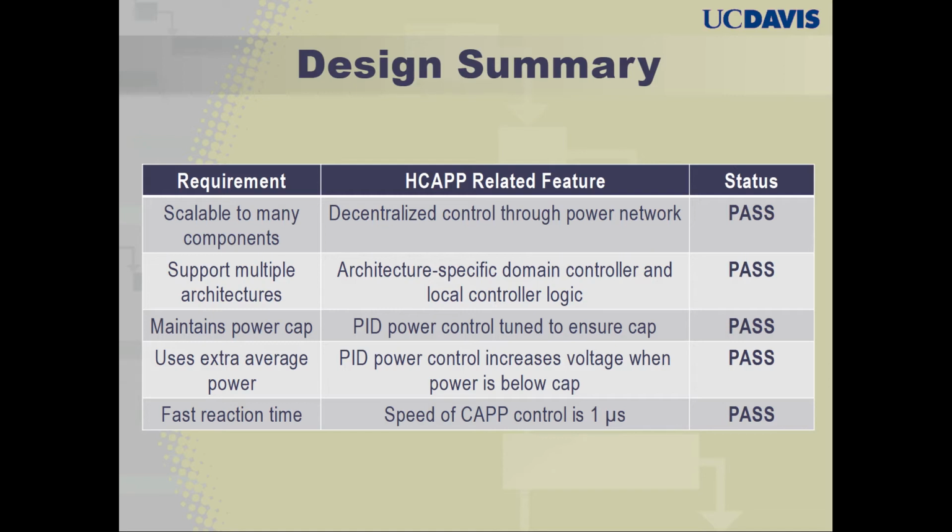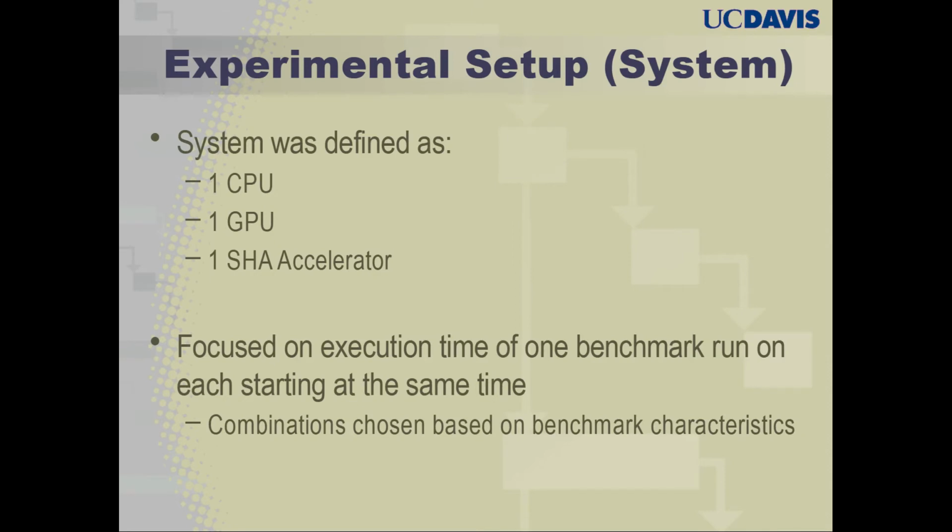Does it use the extra average power? Yes, the PID controller is going to ensure that we increase that power or below the cap using that global controller. And is it fast enough? As we just showed, it's operating at a speed of 1 microsecond, which is definitely fast enough. So we sort of passed everything and we had to think about how to evaluate this.